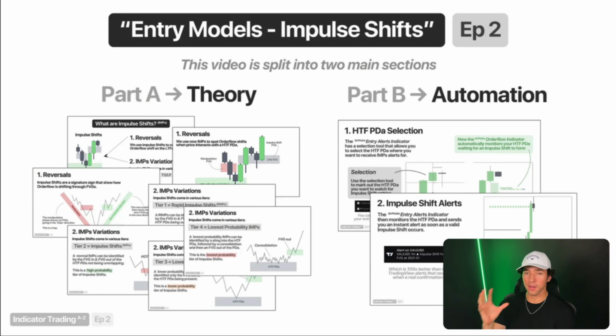Also, how I was able to automate it into an indicator that automatically alerts you when these impulse shifts are created in order for you never to miss these high probability trade setups again, as well as monitor a bunch of different assets without driving yourself crazy. Just make your life a whole lot easier. But without further ado, let's get right into it.